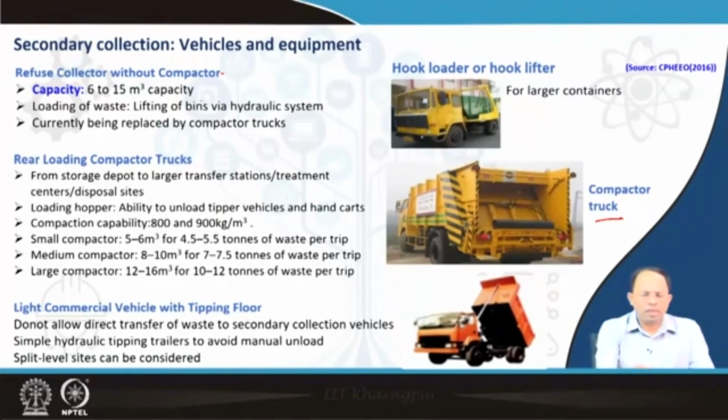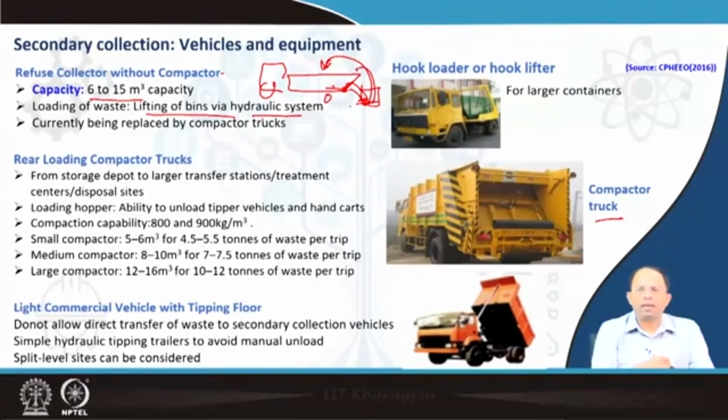So in this case, what happens? This kind of vehicles are of capacity 6 to 15 meter cube. Varying size vehicles are there. The bins could be directly loaded via this hydraulic system. If you remember from our previous module, we have shown an example of those things. The vehicle comes in, and this is the vehicle. It has got a loading arm. You fit the container over there. It lifts over here, puts the garbage inside, and again places it back over here.